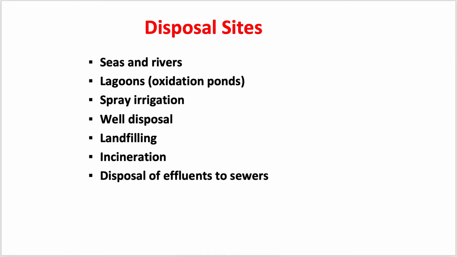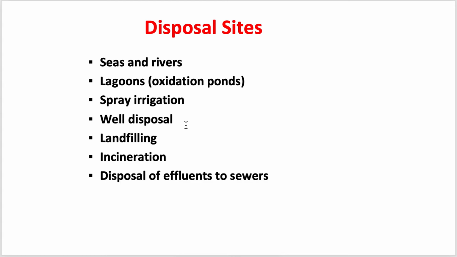Now, where can the effluent be disposed? That means the disposal sites, like the seas and rivers, lagoons, like oxidation ponds, spray irrigation, well disposal, landfilling, incineration. Incineration means completely burning them. And disposal of effluents to sewers.